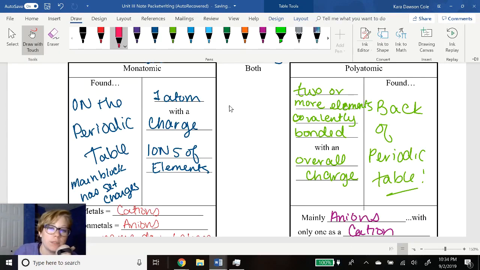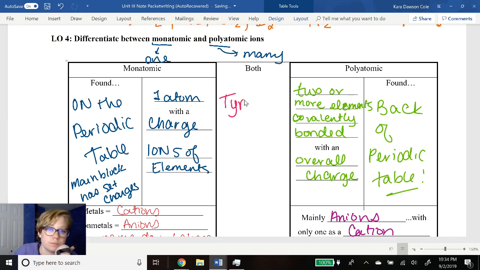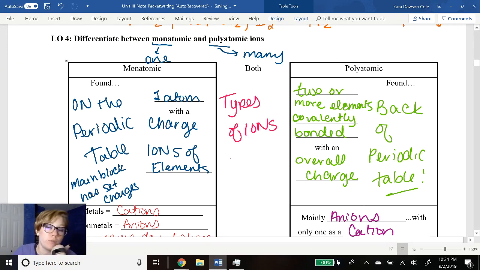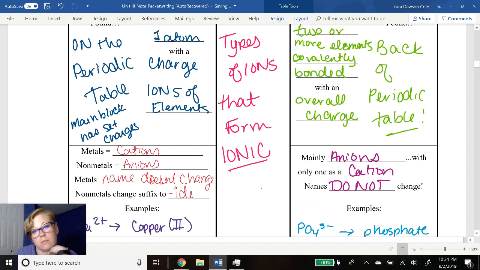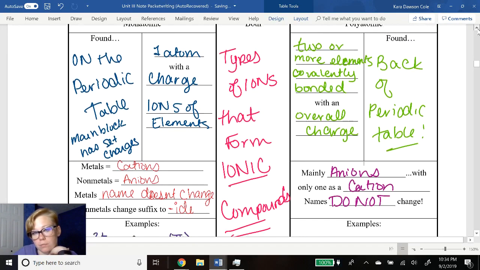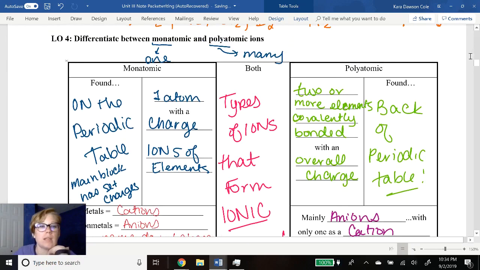So both are types of ions that form ionic compounds. That's how they're similar. They both come together to form an ionic compound. So that is learning objective 4, which is to differentiate between monatomic and polyatomic ions.